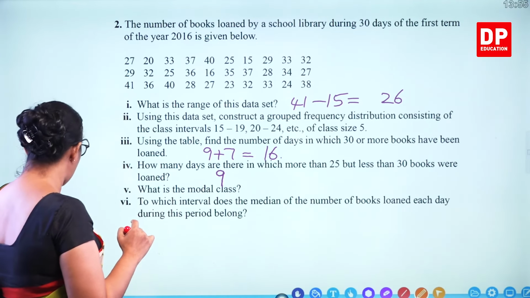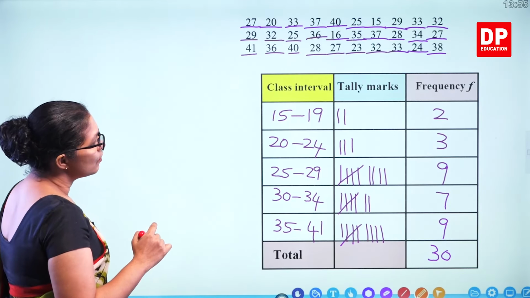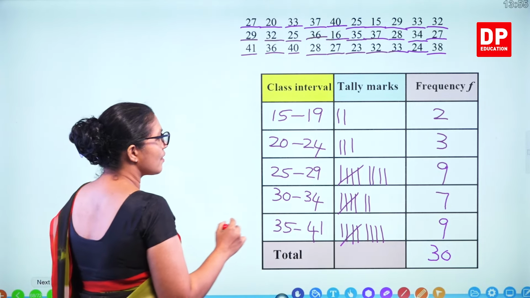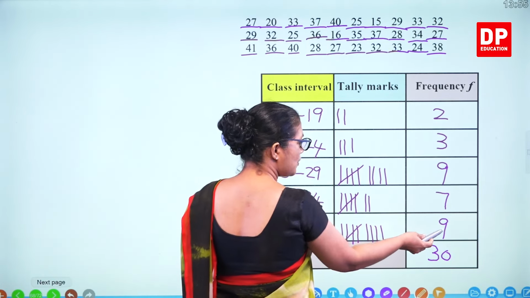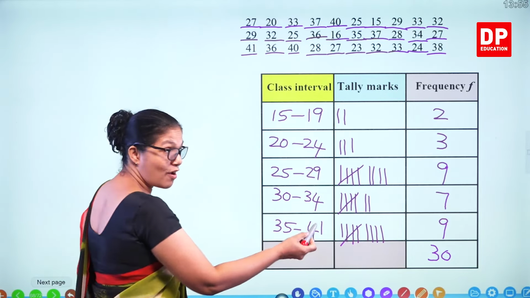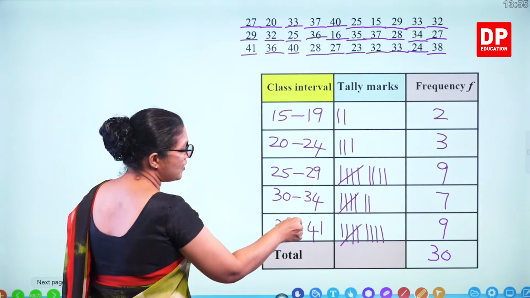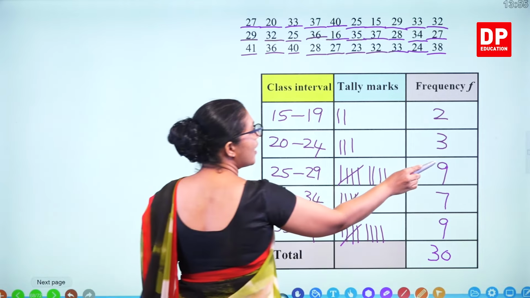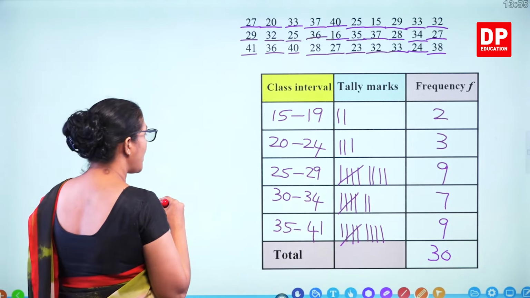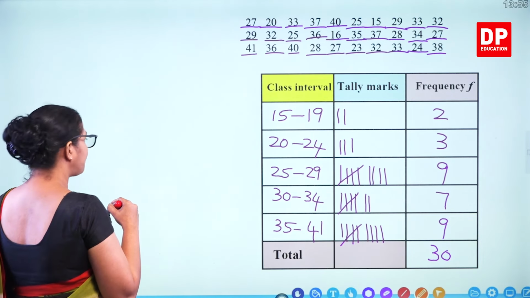What is the modal class? So highest frequency, actually not this one because you need another interval. So we put everything to this one. So the actual highest value is 9. So the modal class is 25 to 29.